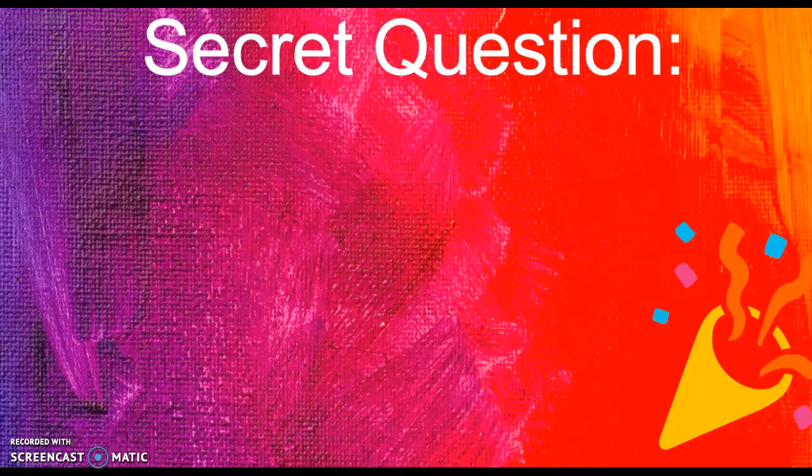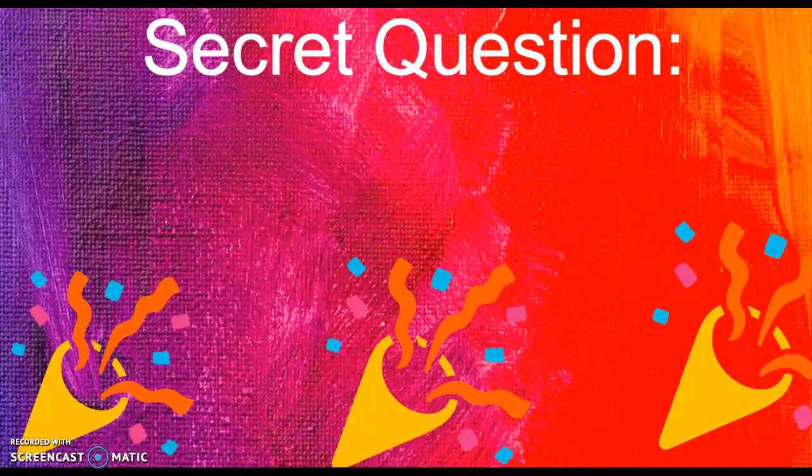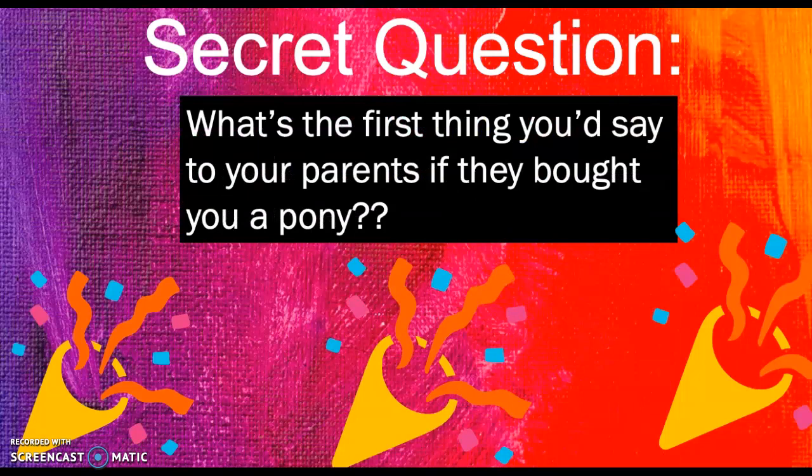All right, so you have made it through our guiding questions, and you have made it to the secret question. Nice job. Our secret question today is, what is the first thing you would say to your parents if they bought you a pony? So let's say you come home from school one day and you see a pony in your house and your parents say, woohoo, congrats, we got you this. What's the first thing that you would say to them? Answer the secret question on the Google Doc.